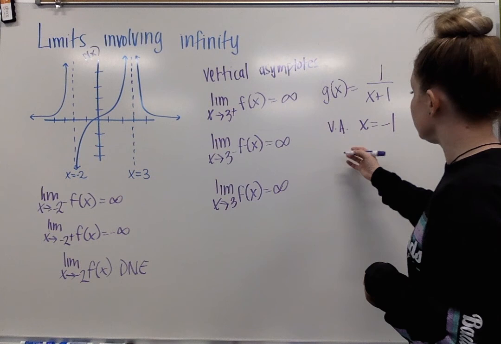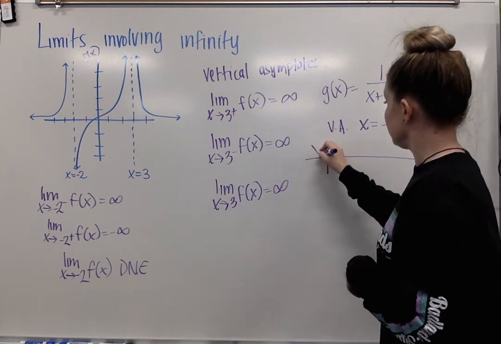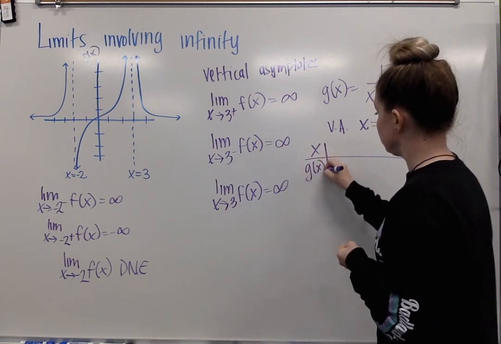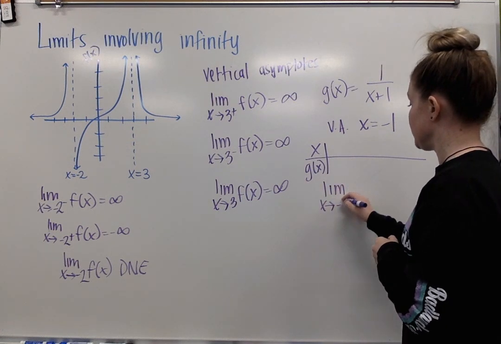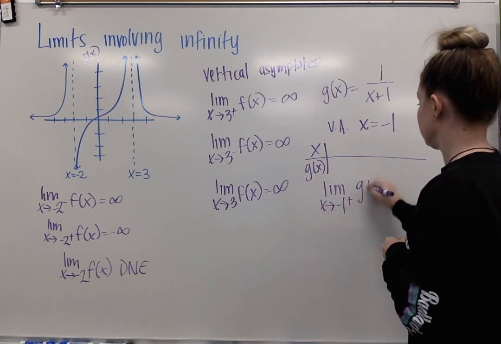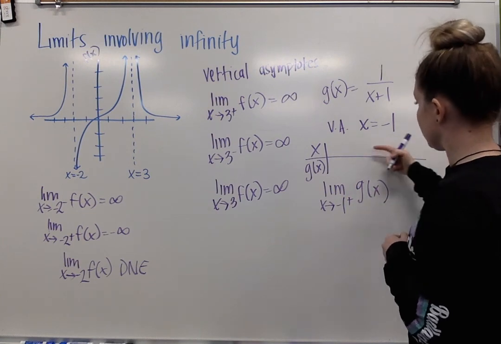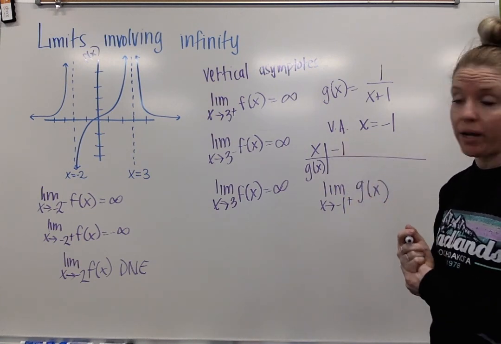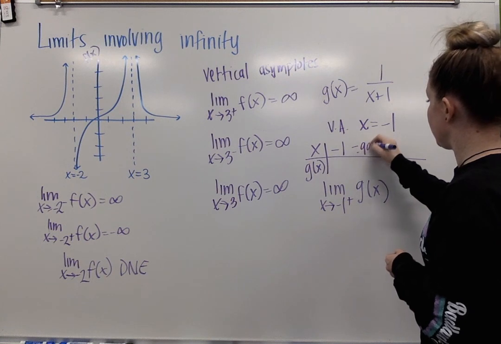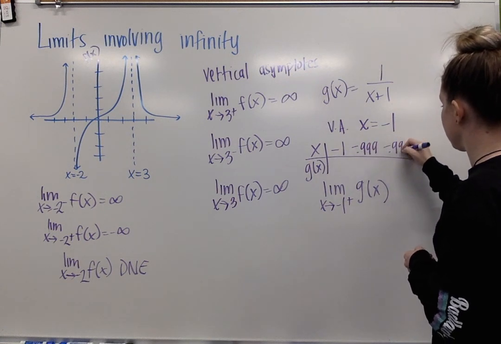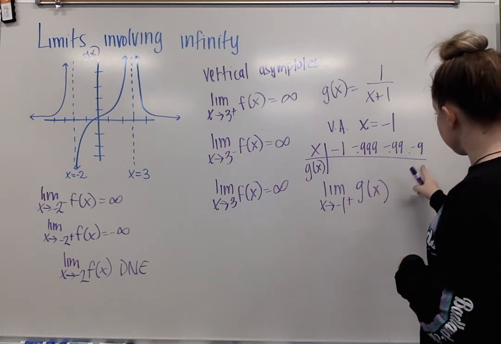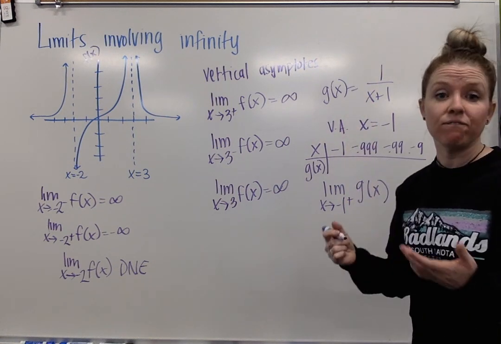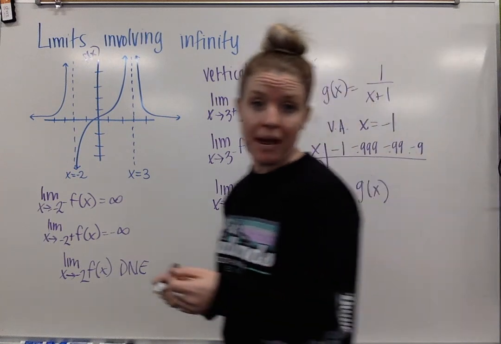Okay, so I want to know how that graph is behaving around -1. So what I could do is build a table. So I'm going to look at the limit as x approaches -1 from the right. So as I'm getting closer and closer to -1, so -0.999, -0.99, and -0.9. As I plug these values into my function, we're going to see what's behaving at that point.